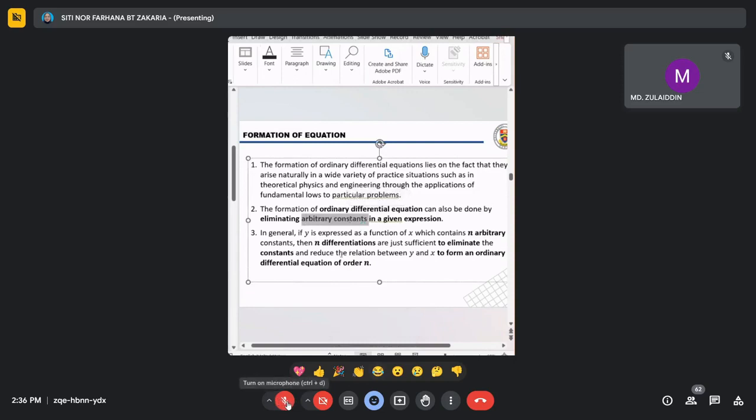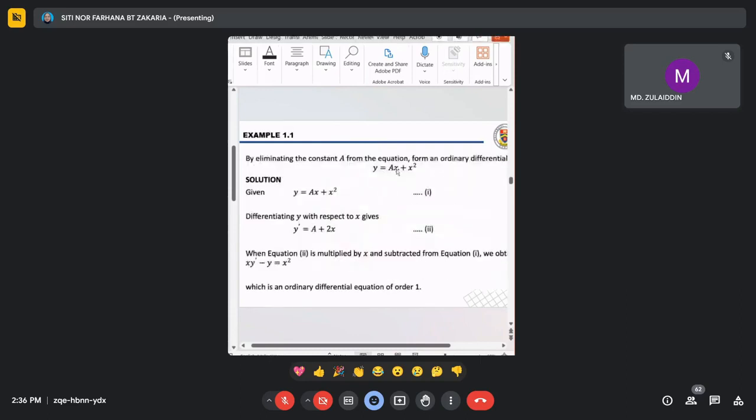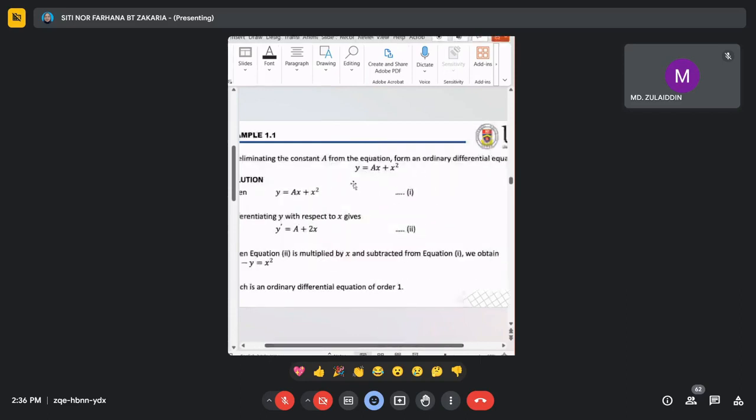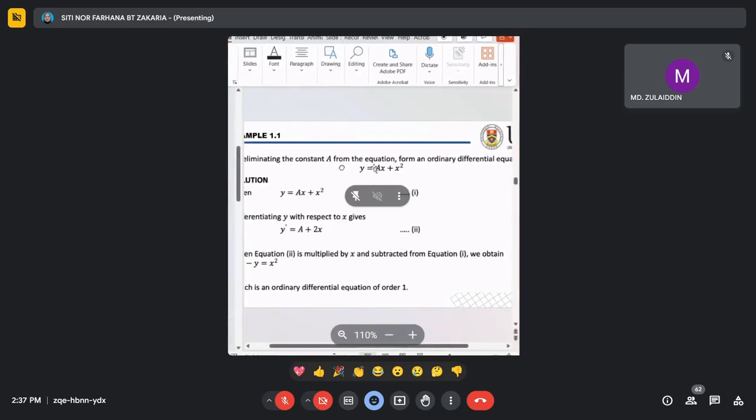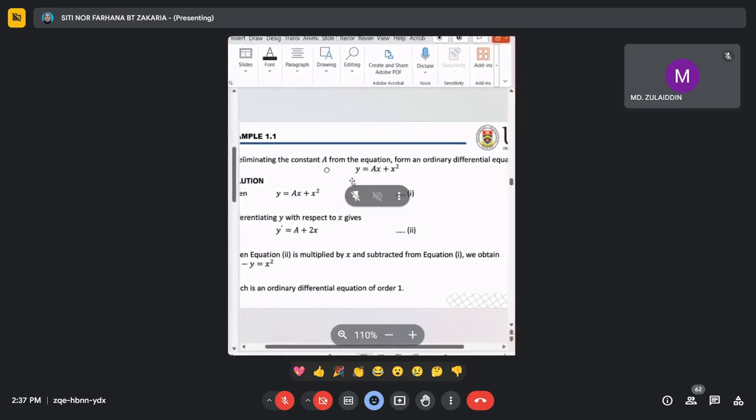Arbitrary constant adalah constant yang ada dalam you punya function. Okay, let's see this example. y equals ax plus x power of 2. So a here is referring to the arbitrary constant. So bila you dapat remove this a, then you boleh form differential equation.